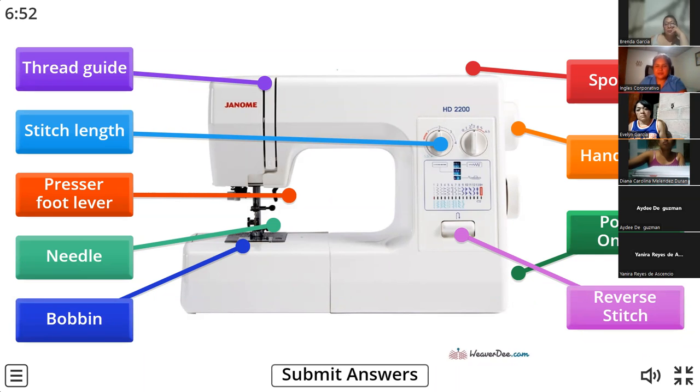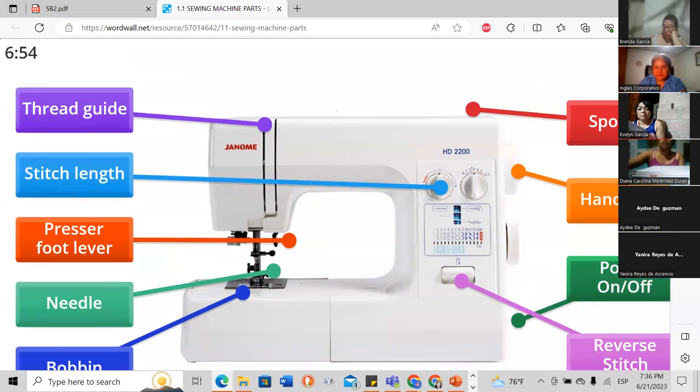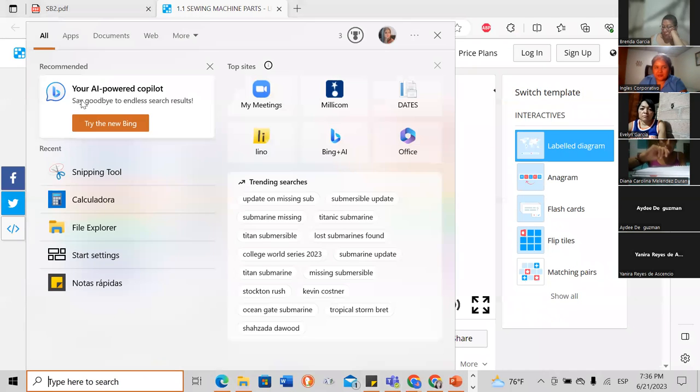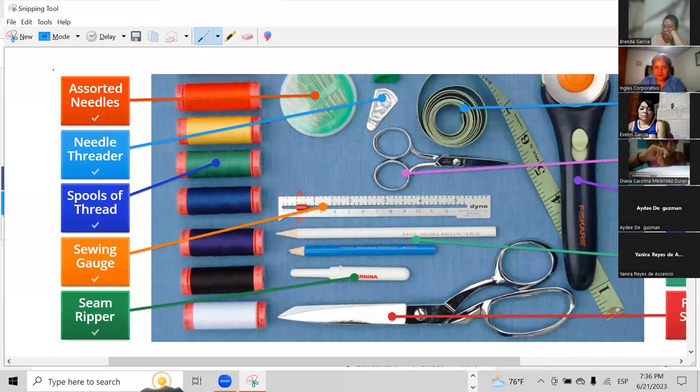I will send a picture with this one too. Voy a mandar una imagen in order you can have them.